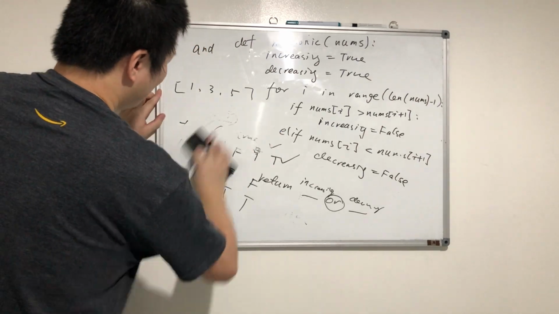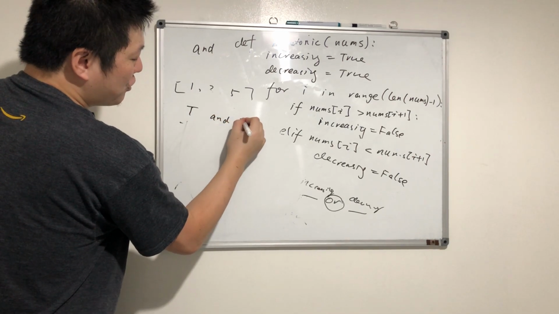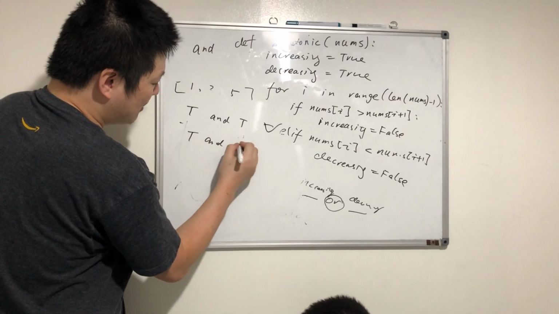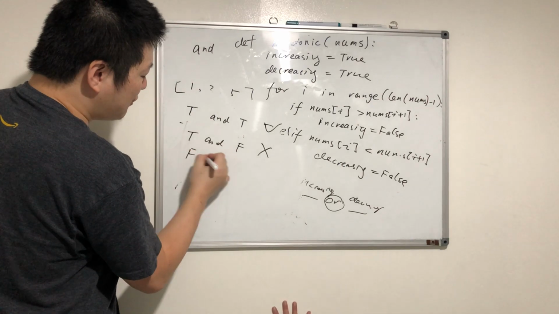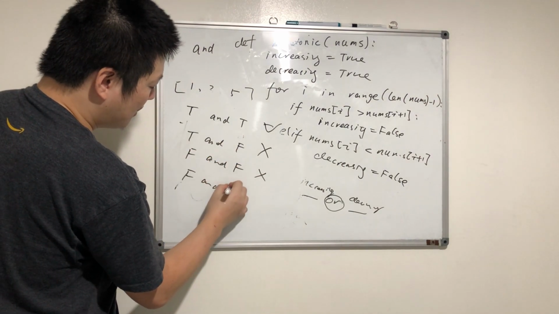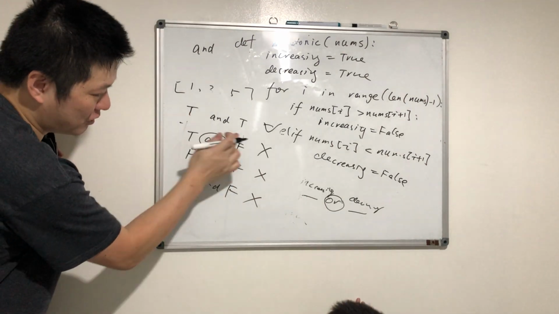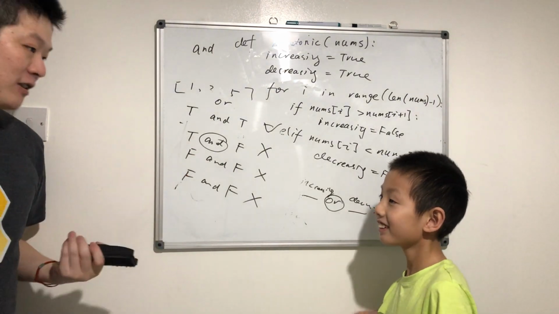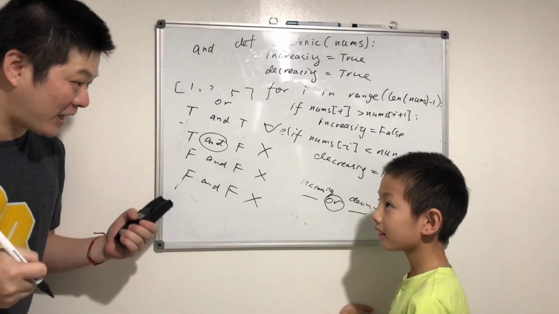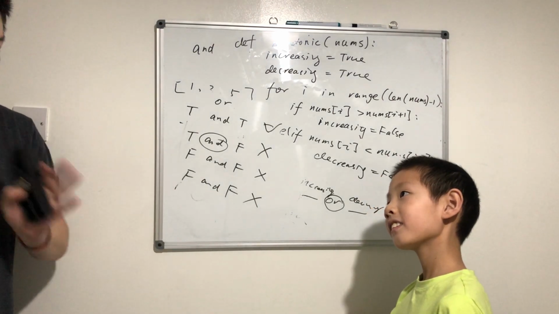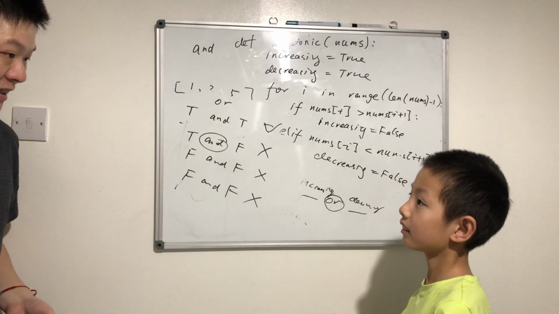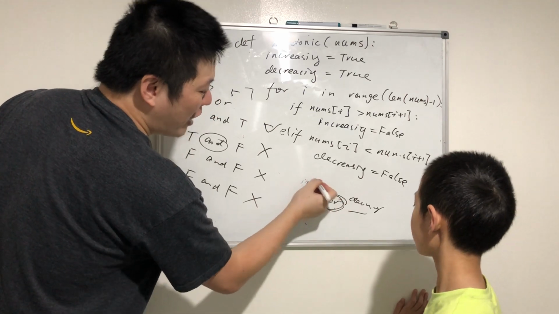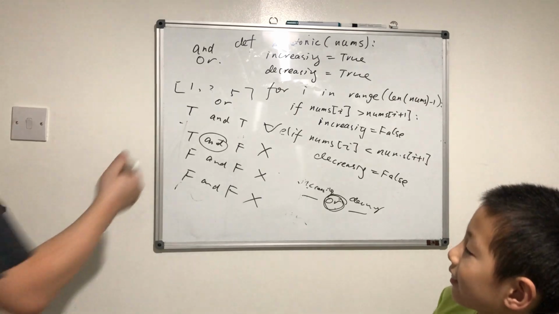And. What does and mean? True and true is true. True and false is false. False and true is false. False and false is false. Well done. So for and, both sides must be true to be true. But for or, if one of them is true, it's true. Like Eric or Ryan, one of them is okay. But Eric and Ryan, you both must go to eat lunch. Eric or Ryan go to eat lunch, one of you going is fine, two of you is better, but it's fine. This is very important.